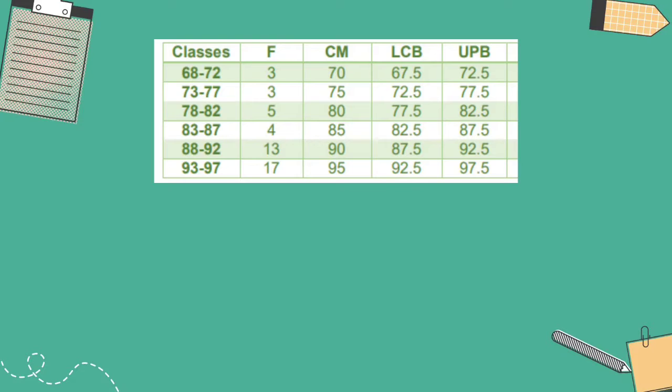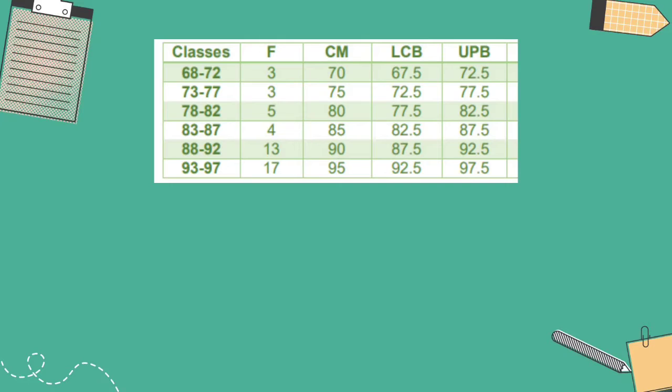Next step would be finding the class mark. You just need to add the upper limit and lower limit, then divide by 2 to get the median. If you add 68 and 72, the sum must be divided by 2, and you will get 70, and that is the class mark. Repeat it until you reach the last class.